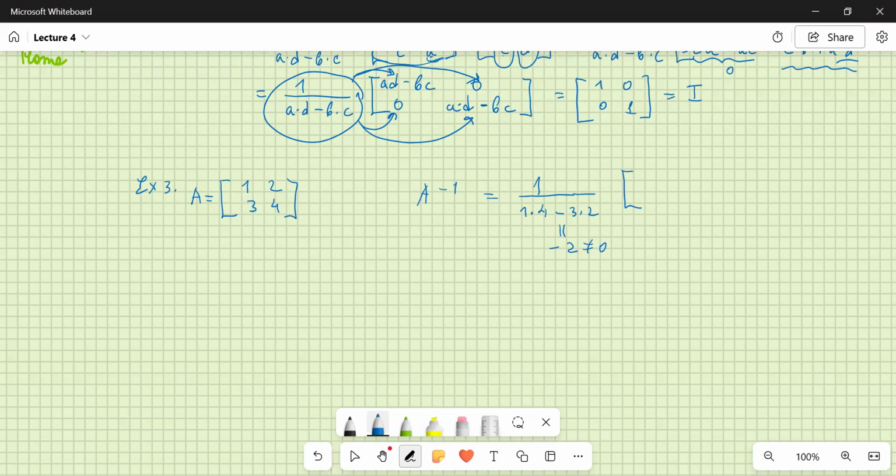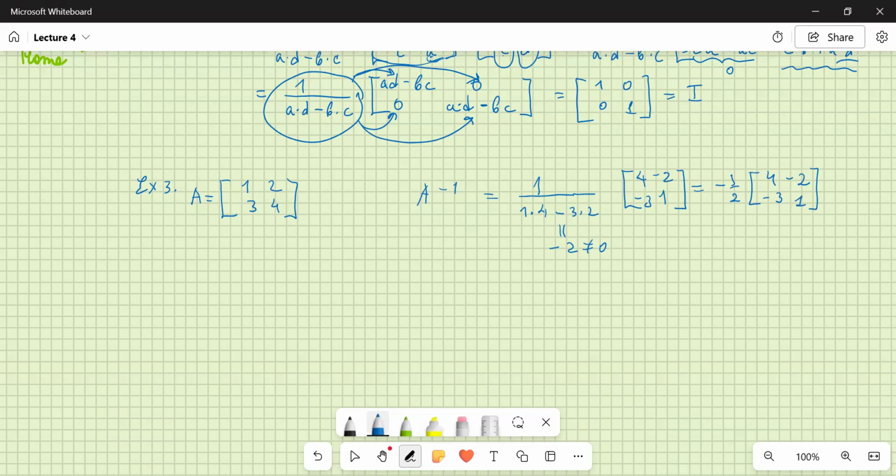Very good. Now I have to exchange 1 and 4, so put 4 here and 1 here, and put minus in front of 3 and minus in front of 2. The inverse is given, right? So negative 1 over 2, times the matrix 4, minus 2, minus 3, 1.